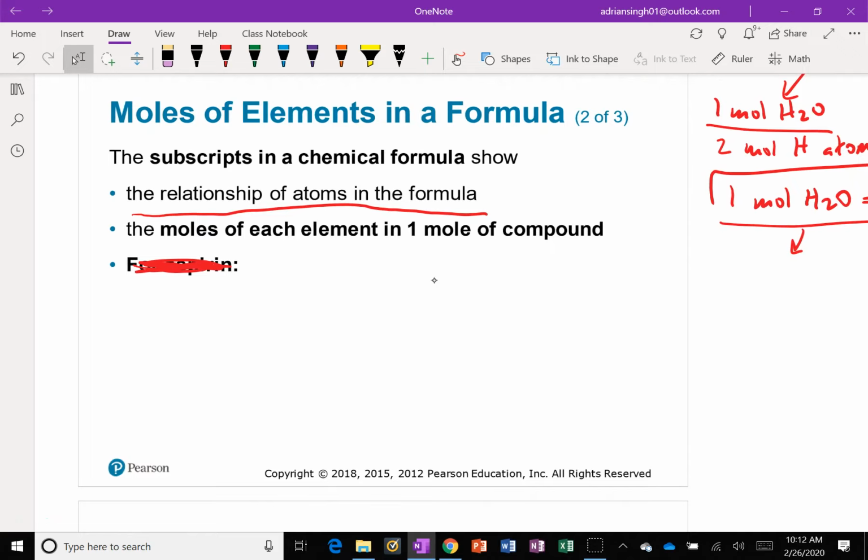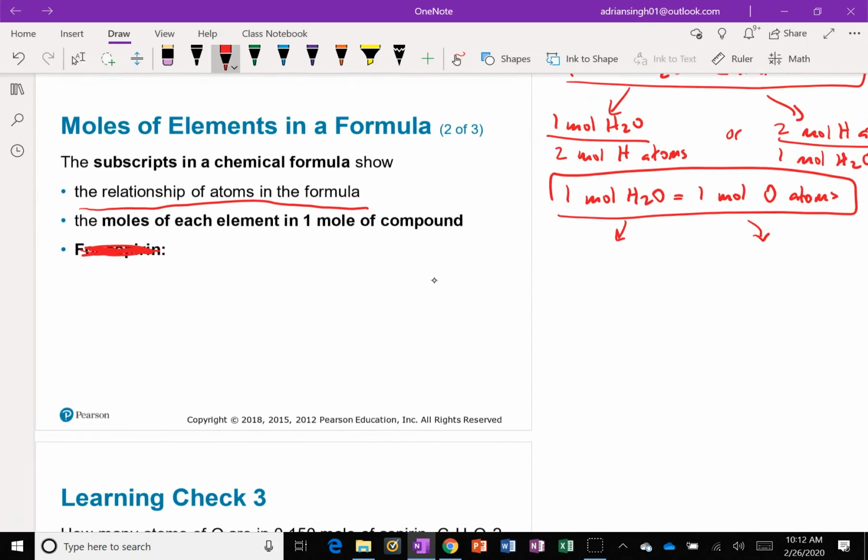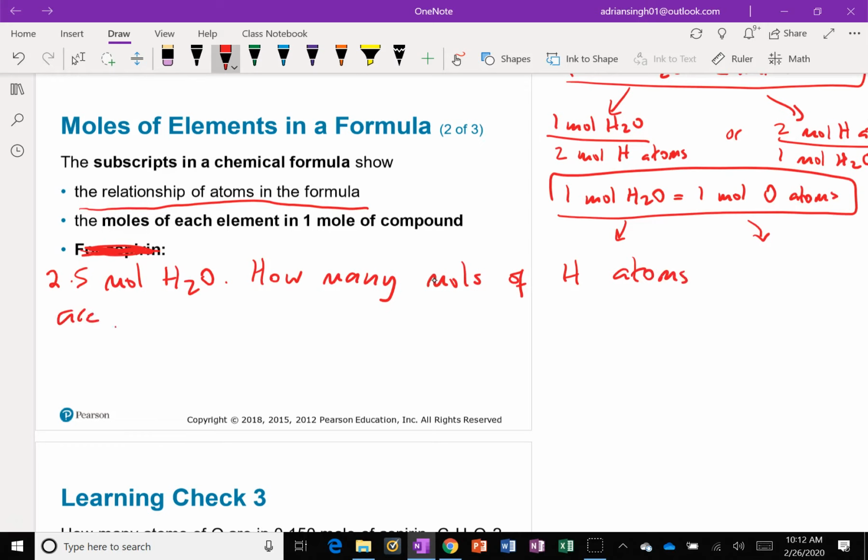All right, so let's say that I had 2.5 moles of H2O. How many moles of hydrogen atoms are present in that sample?